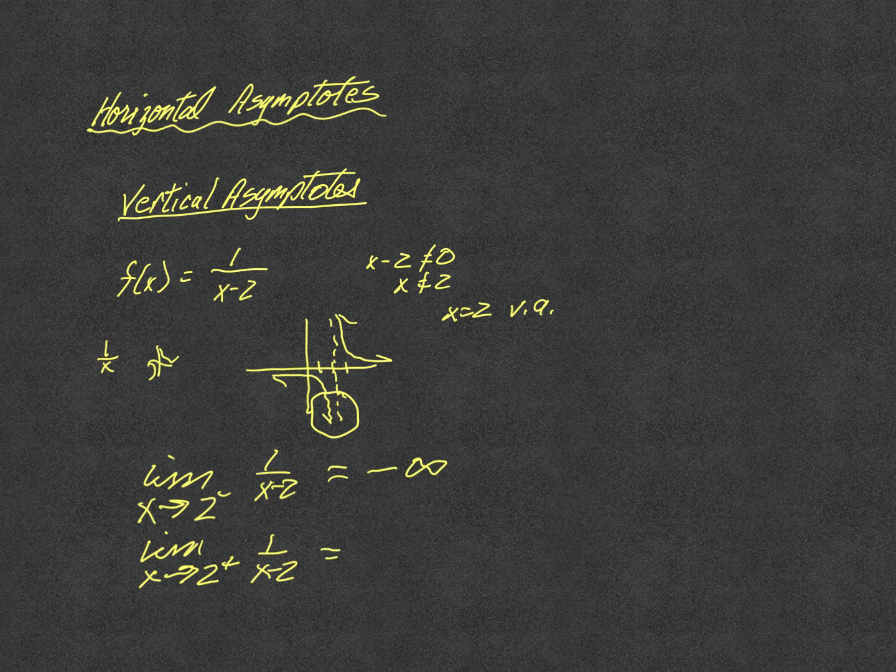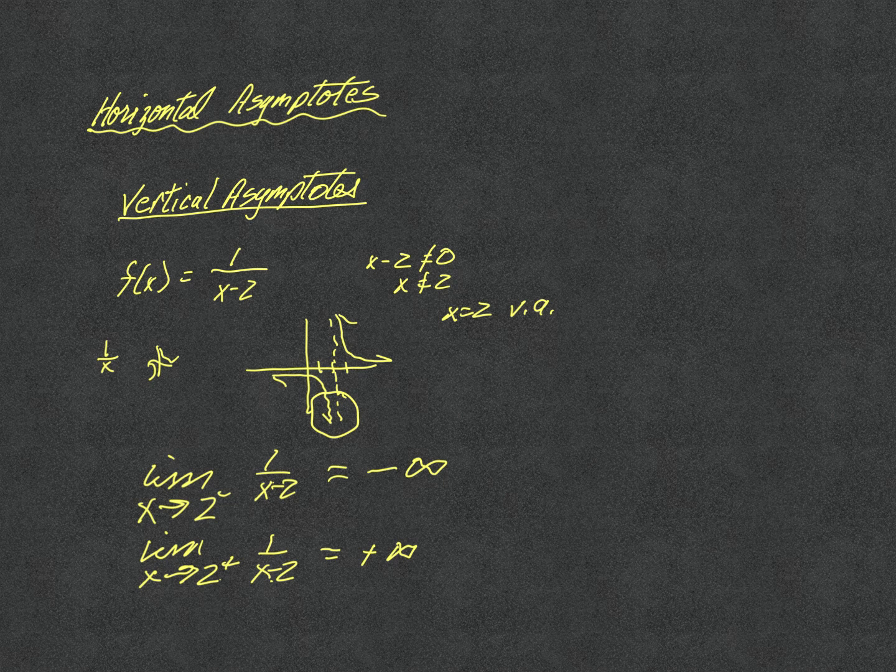And in the same way, if x approaches 2 from the positive side, x is slightly bigger than 2. Therefore, this is 1 over an extremely small positive number, the closer and closer you get to 2. And therefore, this graph is approaching positive infinity.